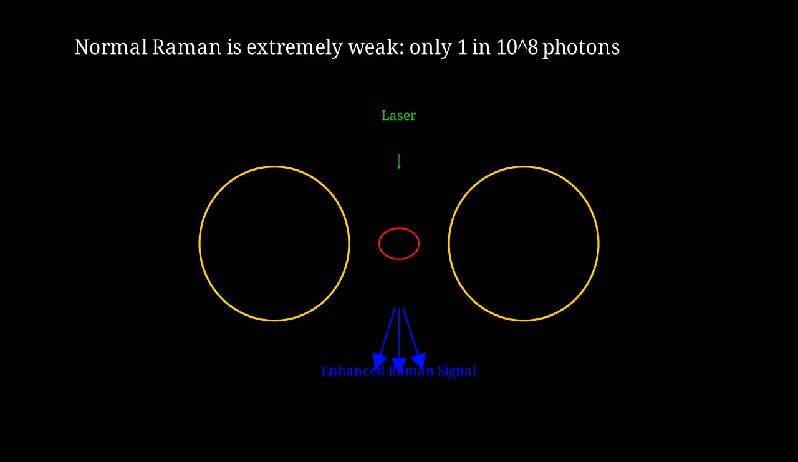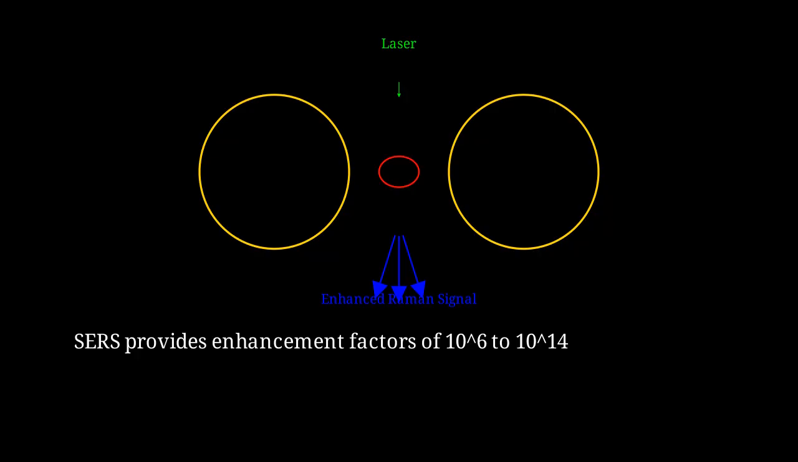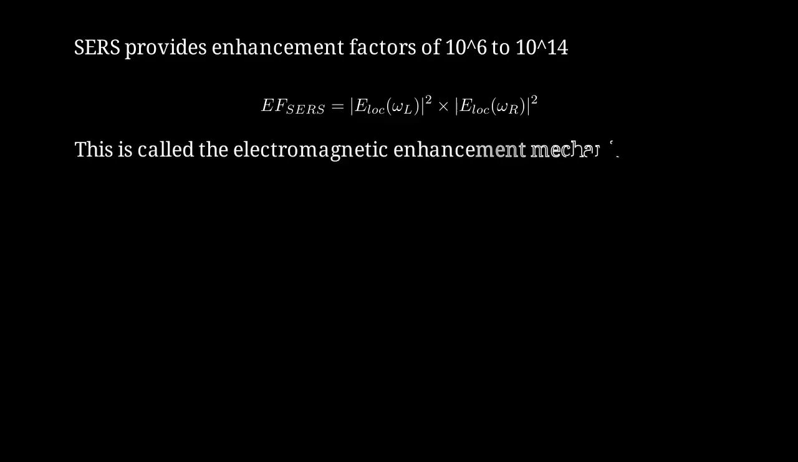The laser light is enhanced, exciting the molecule more strongly, and the Raman scattered light is also enhanced. SERS provides total enhancement factors ranging from 1 million to 100 trillion, enabling single-molecule detection. The SERS enhancement factor equals the product of the local field enhancement at the laser frequency omega L squared times the local field enhancement at the Raman frequency omega R squared. This is called the electromagnetic enhancement mechanism, and it is the dominant contribution to SERS for most systems.